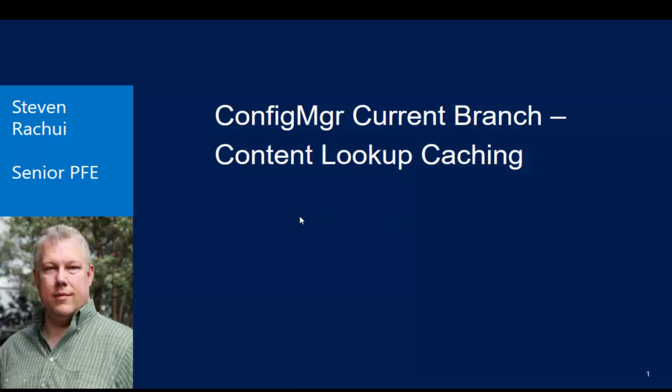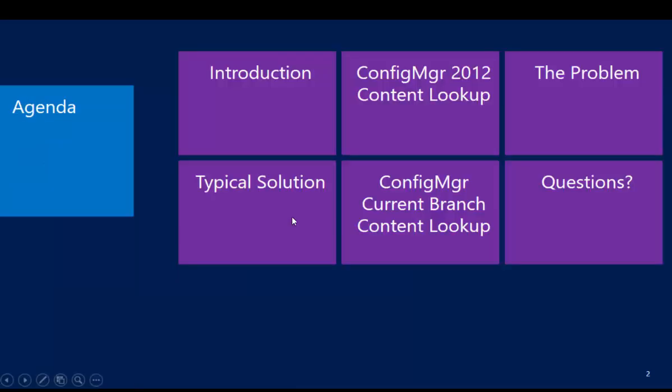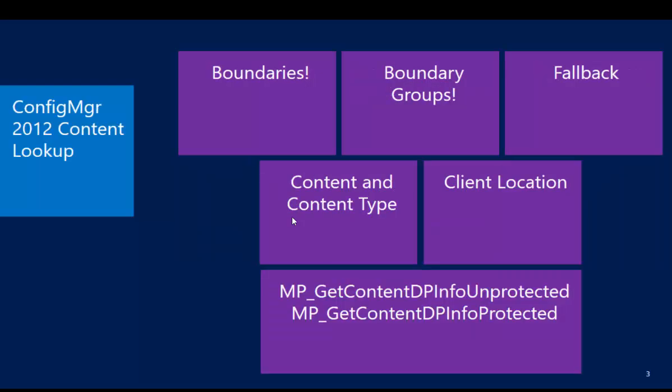So the agenda for the discussion: we want to reflect back on ConfigMgr 2012, understand how content lookup actually worked there, talk about the problem of content lookup, some typical solutions, and how the problem was solved in ConfigMgr 2012. Then we'll look at ConfigMgr Current Branch, how content lookup works there and how it has changed a bit. All right, so let's just get into it.